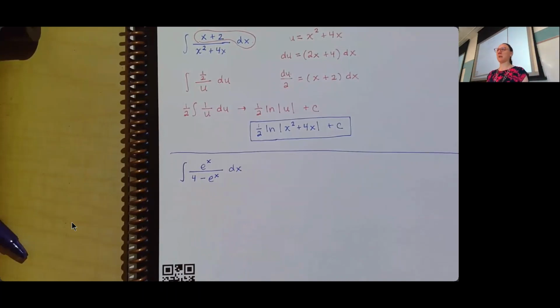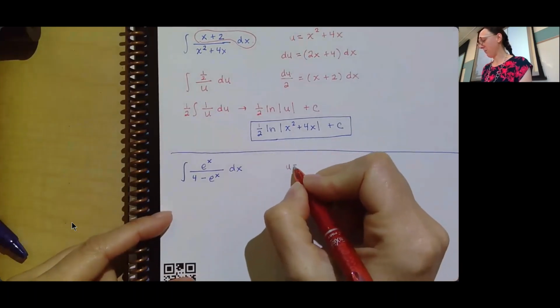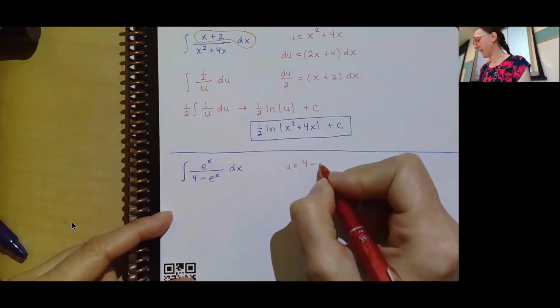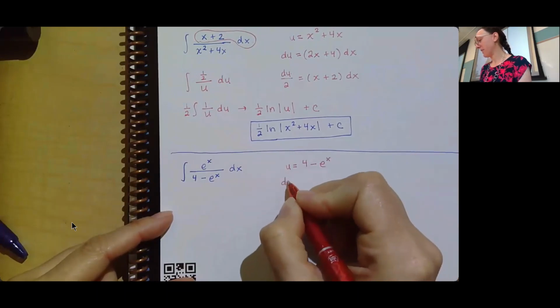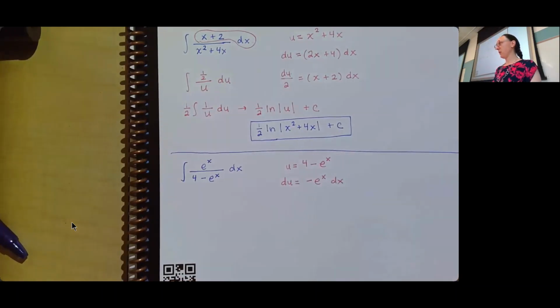And if I can't break it up into separate fractions, I'm asking myself, does the derivative of one part equal the other part? Now, the other way to think about u is which part looks a little more complicated. And the bottom looks a little more complicated. So I'm going to build my vocabulary list by letting u equal 4 minus e to the x, which means that my derivative is negative e to the x dx, which is almost what I have in the numerator. I'm just off by a minus sign.